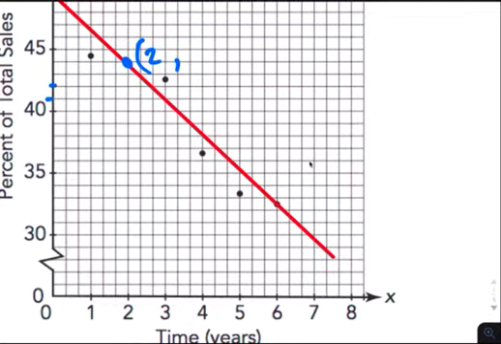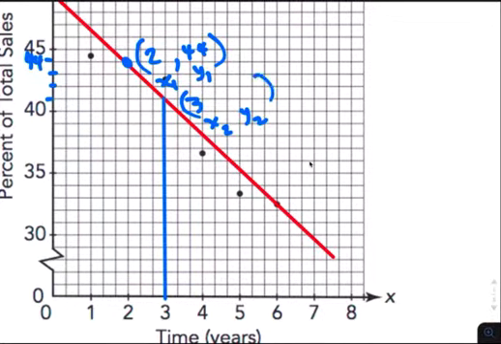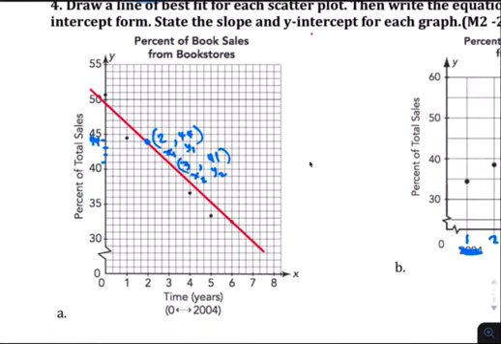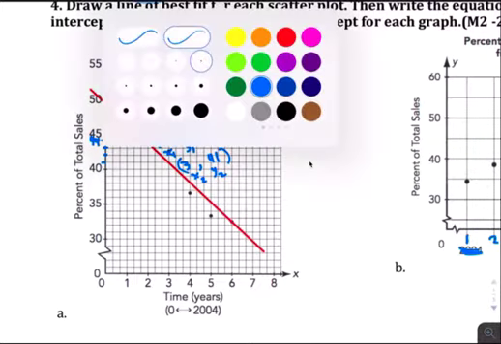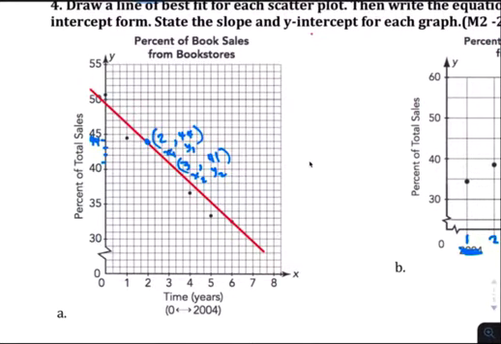So I can use 2 and 40, 41, 42, 43, 44. 2 and 44. That's X sub 1, Y sub 1. And then another good one is 3. 3 is this one here. 3 is X sub 2, Y sub 2, and 41. Okay, so find slope first. Whatever point you use, find slope first.